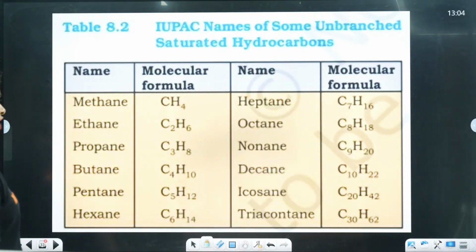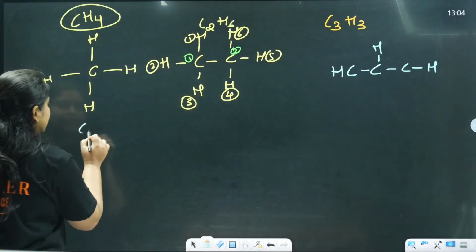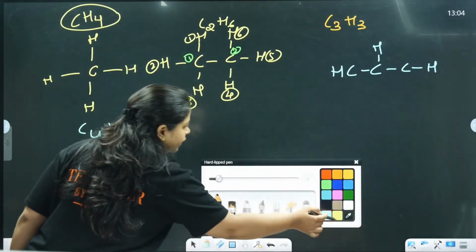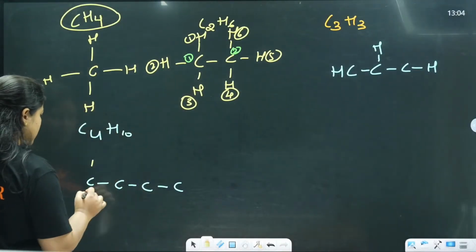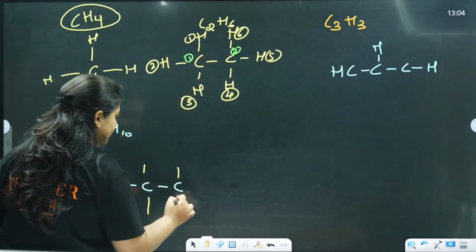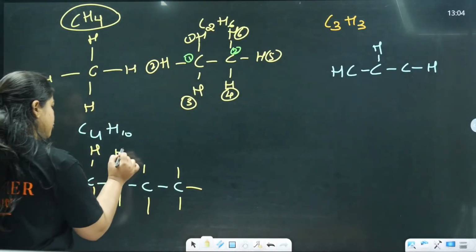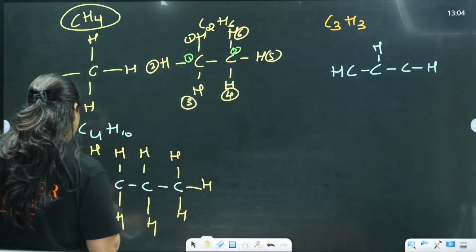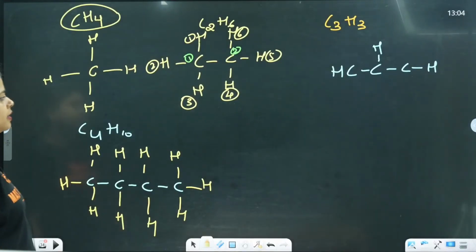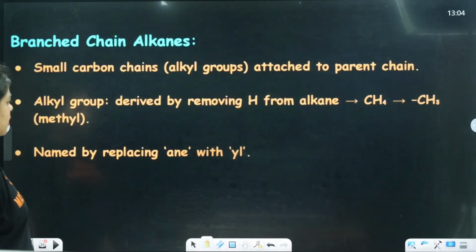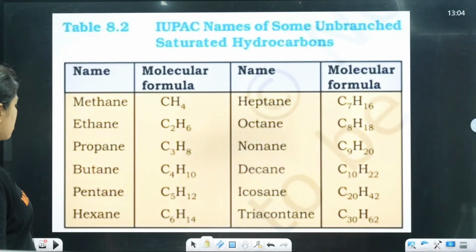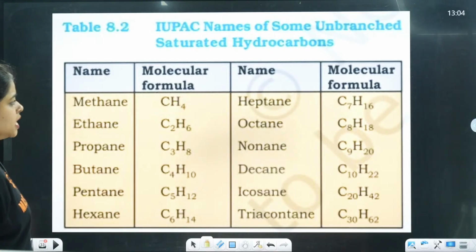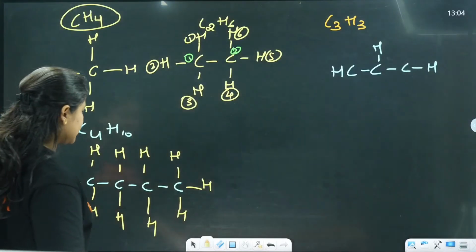Then butane, C4H10, can be written. How can C4H10 be written? Carbons are how many? 1 2 3 4. Hydrogens are how many? 10. 1 2 3 4 5 6 7 8 9 10. Done. Like that only you can write it. Yes. Next comes what? Hexane will come, C6H14. In the same way you can draw it. Next the heptane, that is C7H16. They have told C4H16.